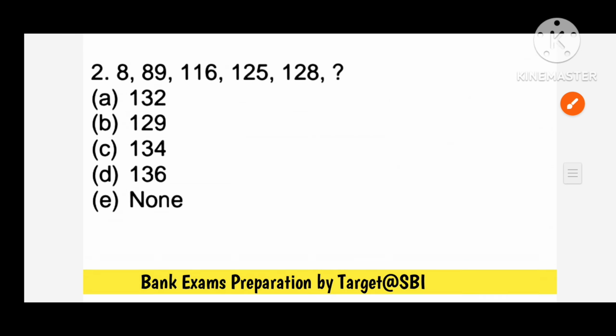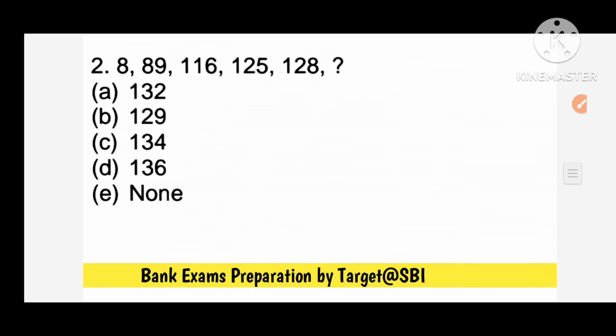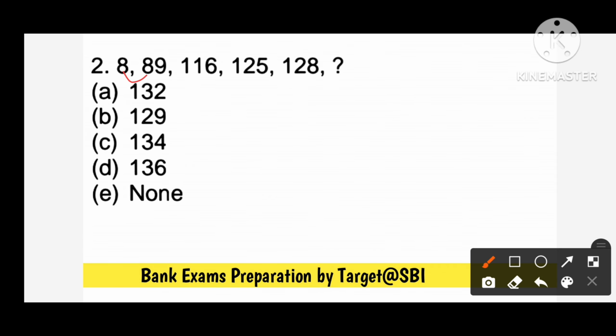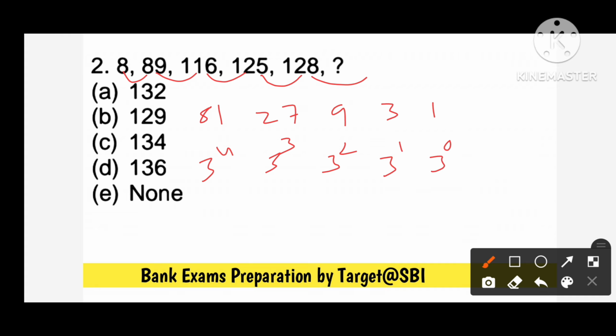Next, question number 2. Here the difference between these two will be 81. Here the difference between these two is 11 plus 16, 27. So this is 3 cube, this is 3 power 4. So let's see the difference between these two, 9. So 3 square 9. Here we have a difference of 3. So 3 power 1, 3. So the next one must be 3 power 0, which will be 1. So answer will be 129. Option B is the answer.